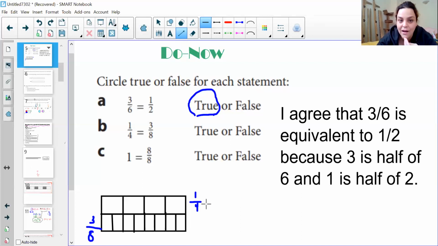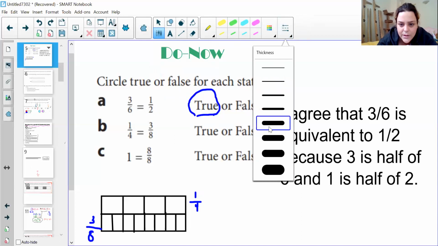So for 1/4, I know the numerator tells me how many parts I'm going to shade. So I'm going to grab a highlighter and shade in 1/4. Let's do blue this time. And I've got to make it a little bit smaller. So 1/4.